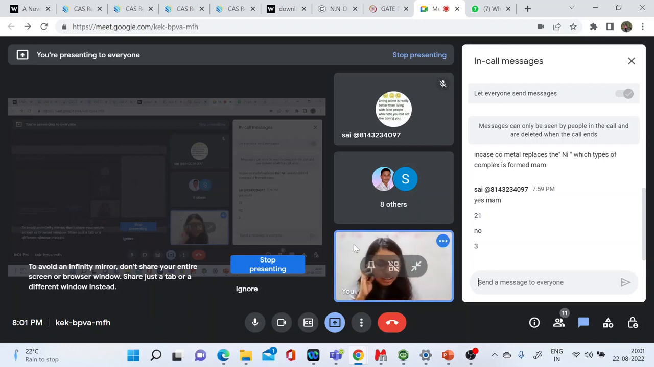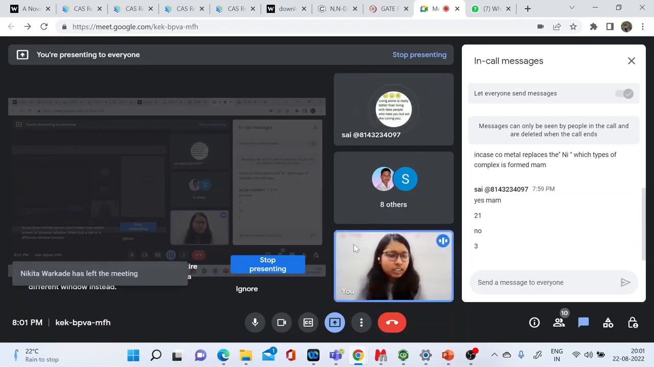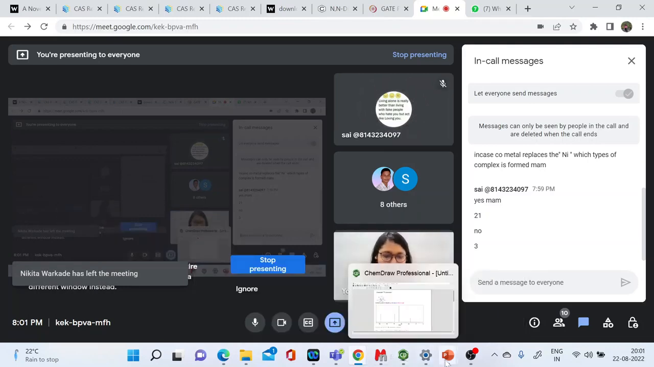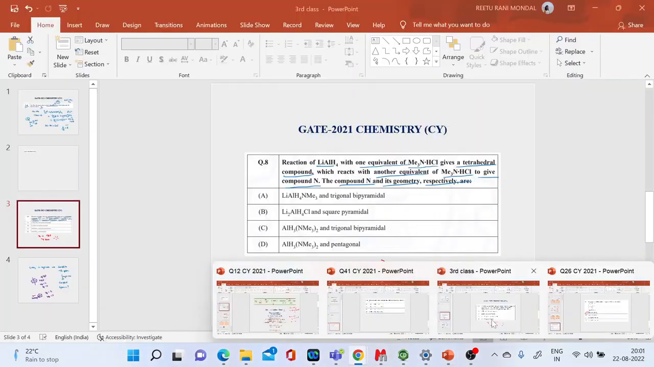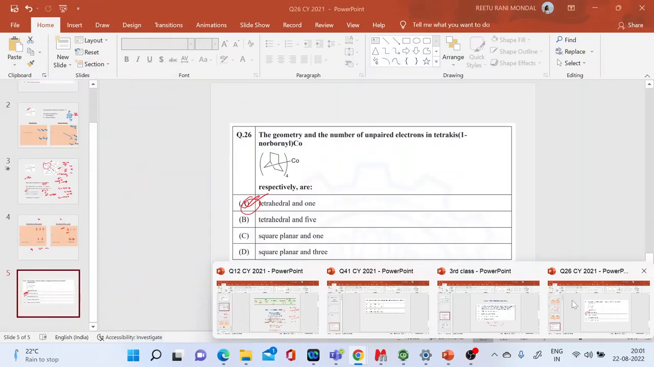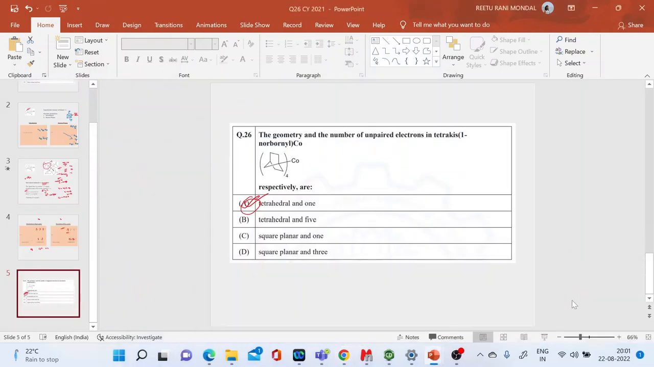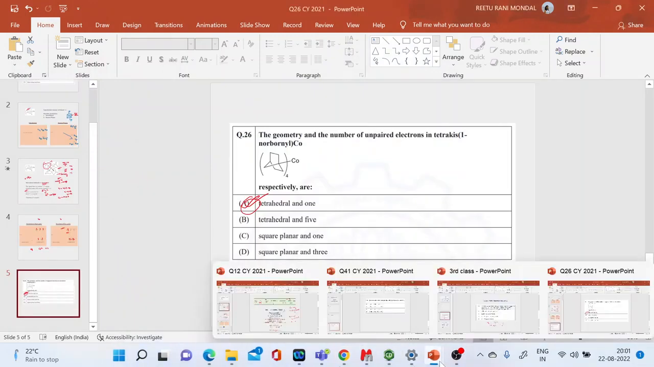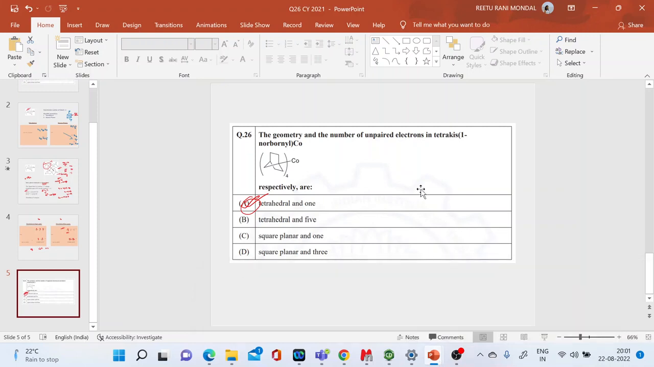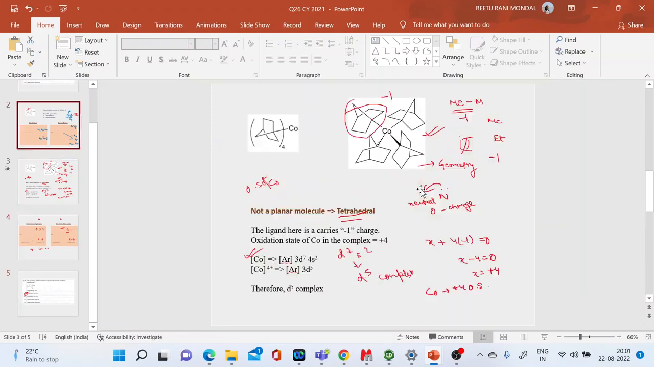Hello. Yes, ma'am. Tell me your question. You're talking about this one or the NiBr2 PPS3 whole to one? This one. Ma'am, this one. What will happen if nickel is there instead of cobalt, ma'am?